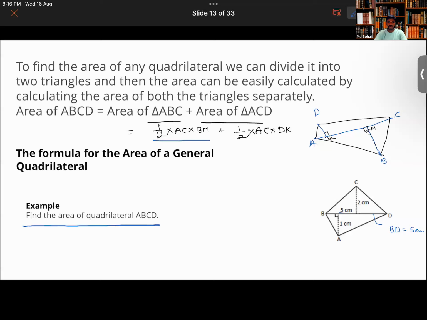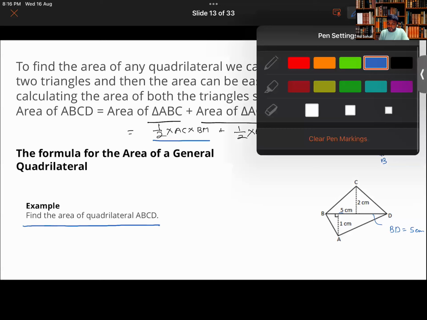Okay, waiting for Arhan. I'm waiting for your answer. You have sent how much? What is the answer? Let me check. No. 50 square centimeter and 12.5 square centimeter. Okay, let me verify this one.